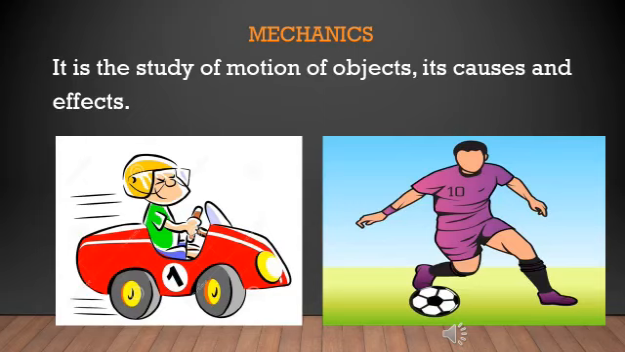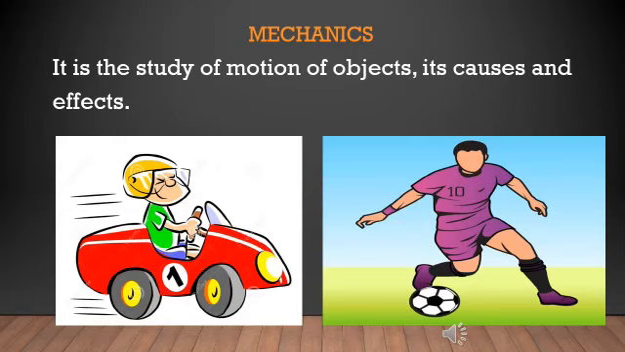So the very first branch of physics is mechanics, one of the most interesting and important branches of physics. Mechanics is the study of motion of objects, its effects and causes. If a body is moving from one place to another, it means that it is in motion. In the field of mechanics, we also study the causes, why the body is moving from one place to another, what is the reason behind that, and the effects on the body.